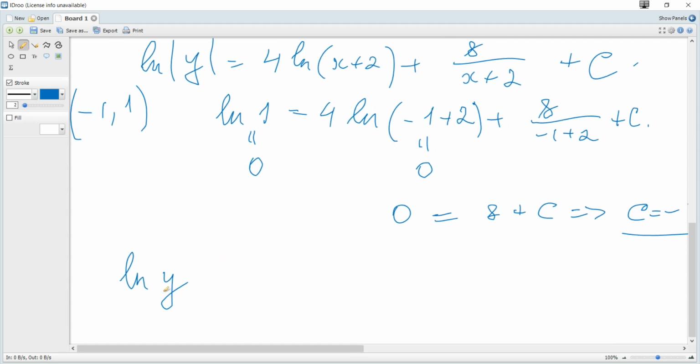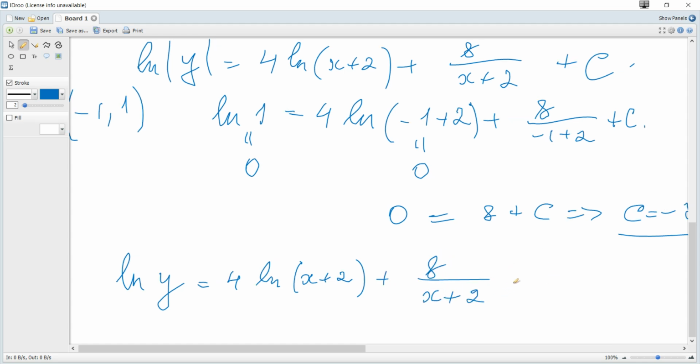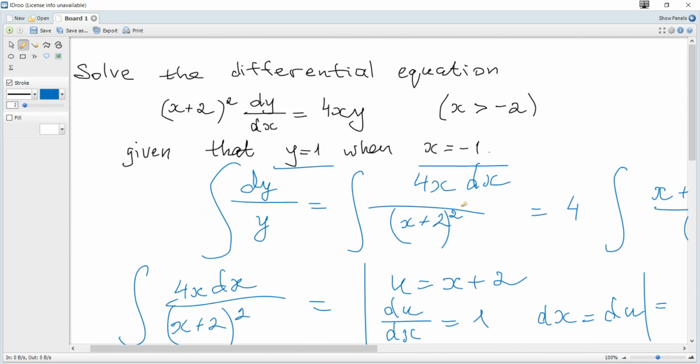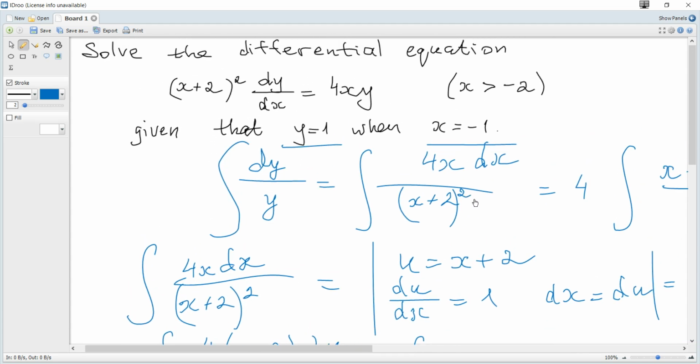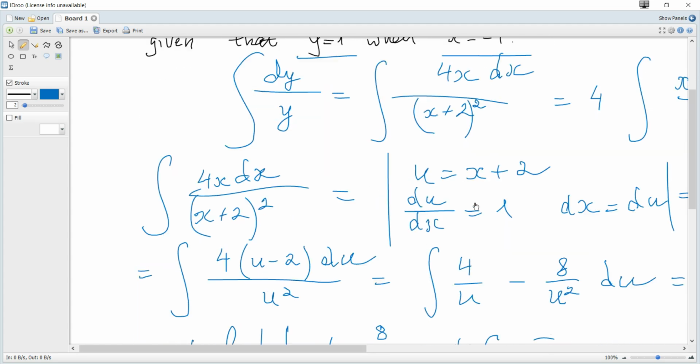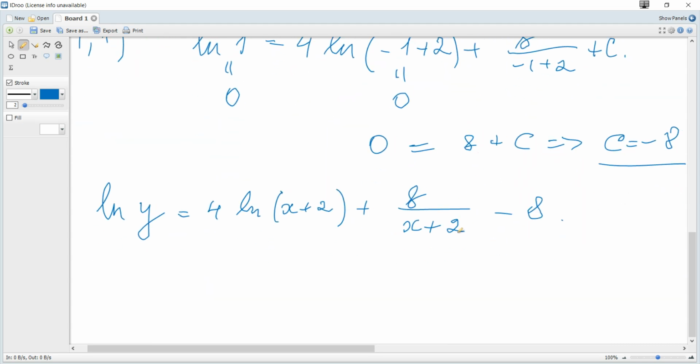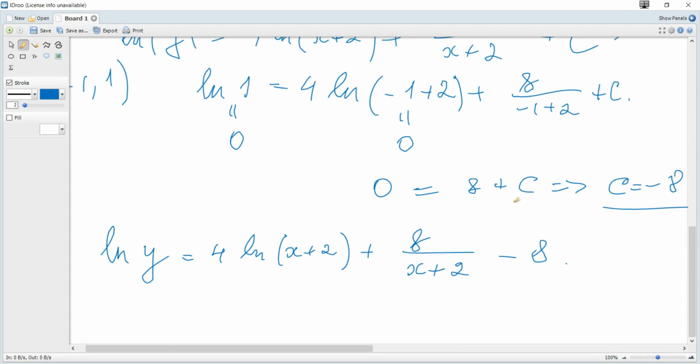So finally it becomes ln y is 4 ln of x + 2 plus 8 over x + 2 minus 8. And it's actually the answer, but it may be required to give the answer in the form y as a function of x, but it's not required here, so we can leave it like this and it's the answer. And that's all for this question.